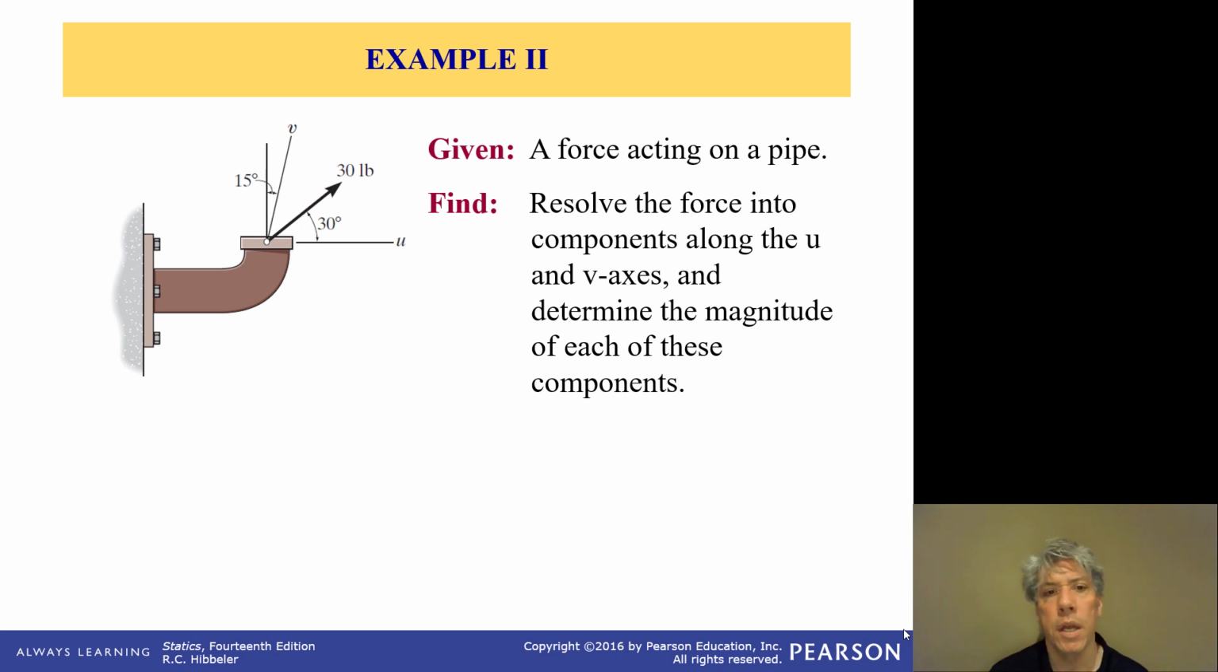Here's another example. We've got a pipe with a force acting on it of 30 pounds, and that force acts at a 30-degree angle to a coordinate u, or a direction u. Now, there's a direction v, but direction v is not a vertical direction. It's 15 degrees off of vertical. So how will we resolve this force along the u and the v axes?